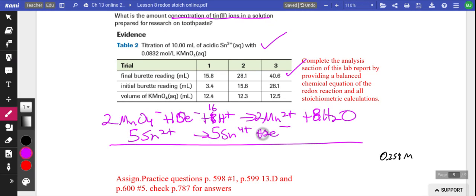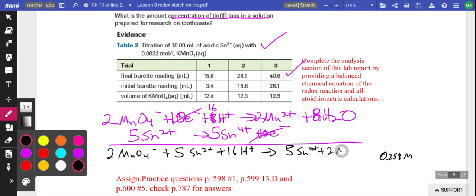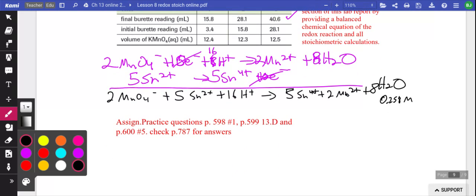Everything here is times by 5 to get our 10. Okay, 10 electrons cancel out. 2 MnO4 minus, 5 tin 2 plus, 16 acidic ions, 5 tin 4 plus, 2 Mn2 plus, and 8 waters. Okay, so there is our balanced redox reaction.